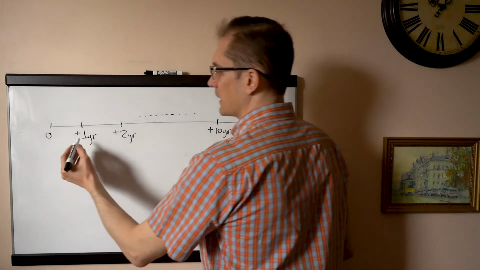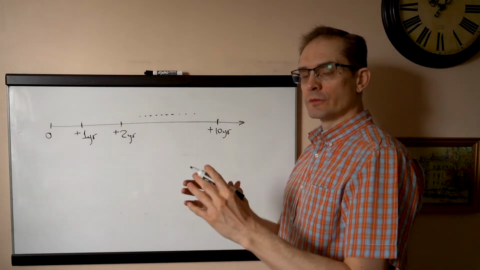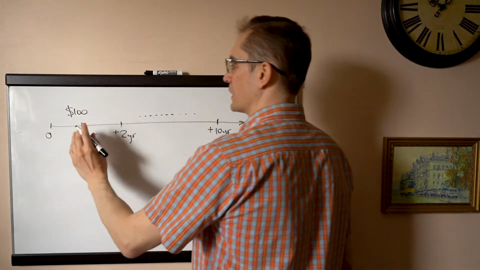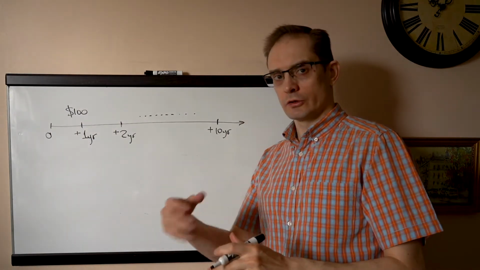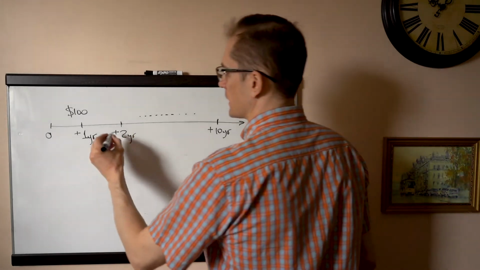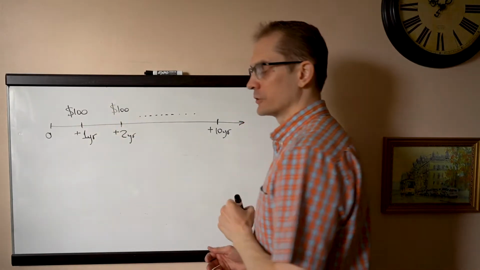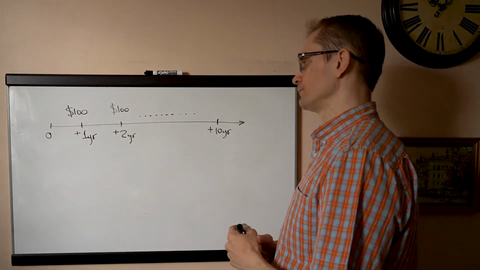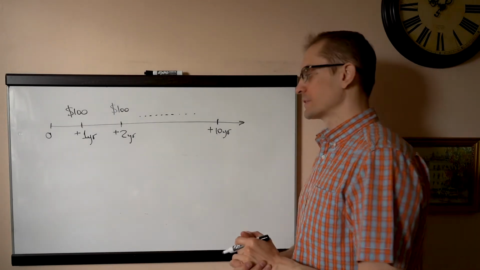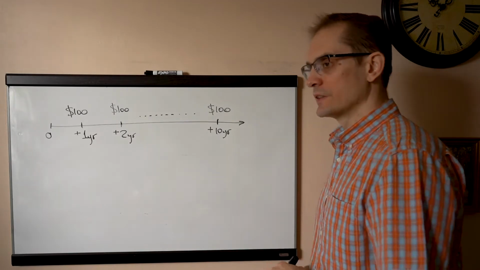Let's say after the end of the first year, you decided to put your first payment into a bank. Let's say that payment is going to be $100. So at the end of the first year, you put $100 into, let's say, your savings account. At the end of the second year, you also put another $100 into your savings account. At the end of the third year, you put $100 into your savings account, and at the end of 10 years, you also put $100 into your savings account.